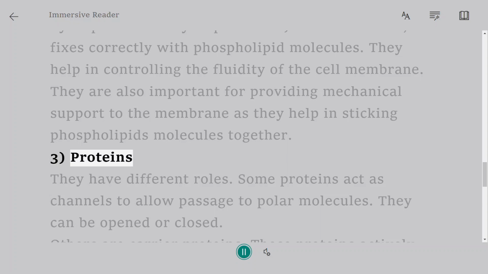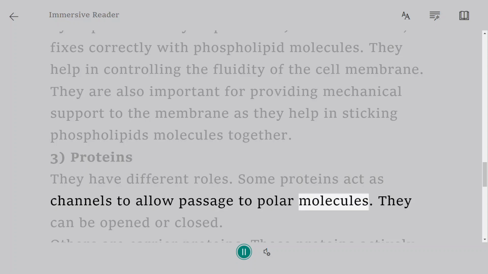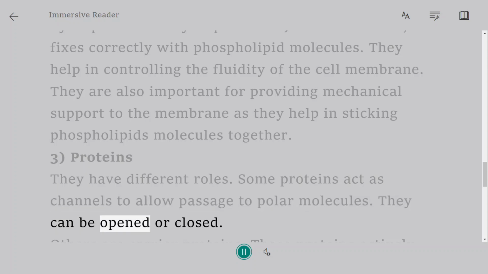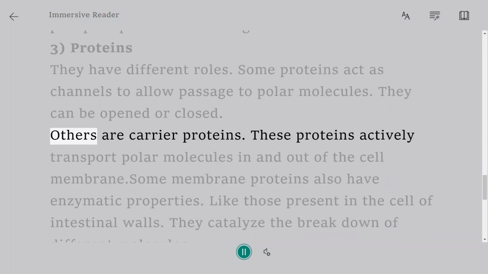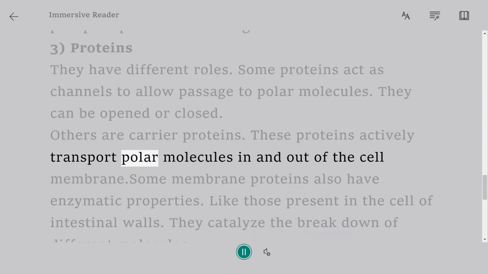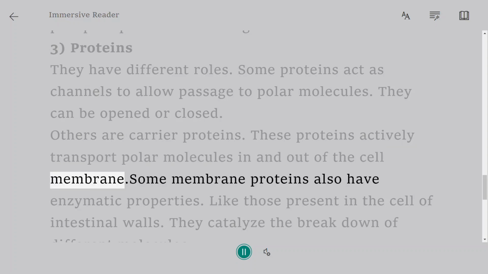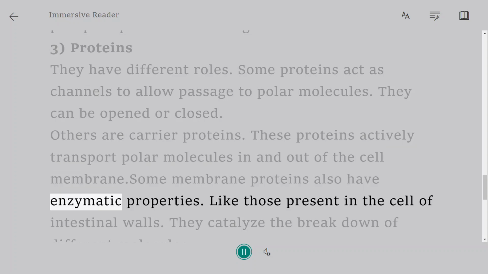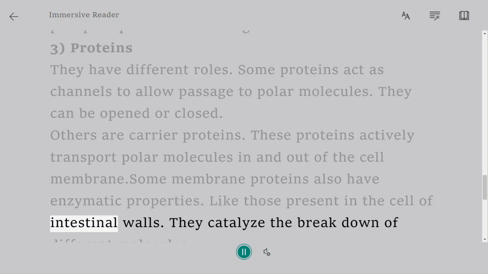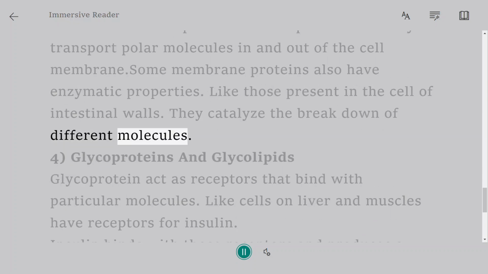3. Proteins. They have different roles. Some proteins act as channels to allow passage to polar molecules. They can be opened or closed. Others are carrier proteins. These proteins actively transport polar molecules in and out of the cell membrane. Some membrane proteins also have enzymatic properties, like those present in the cells of intestinal walls. They catalyze the breakdown of different molecules.